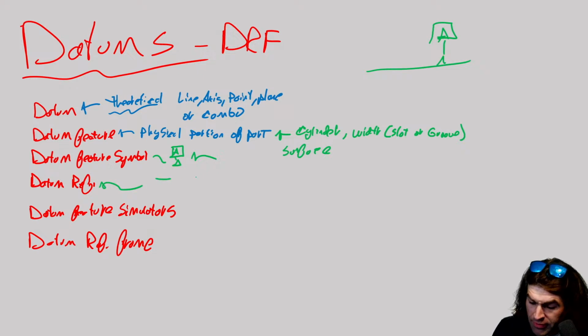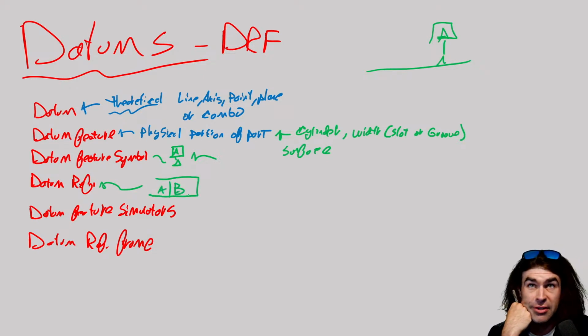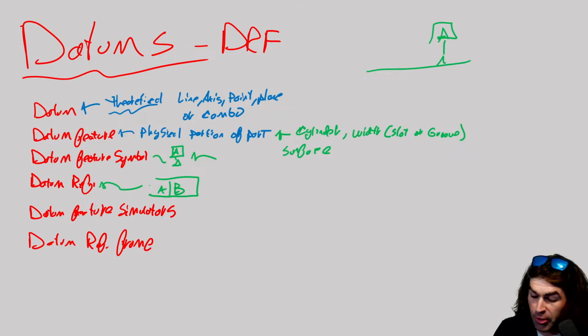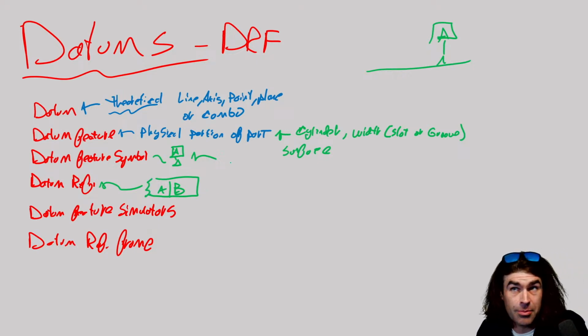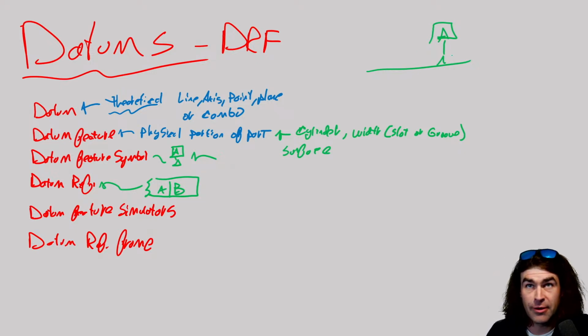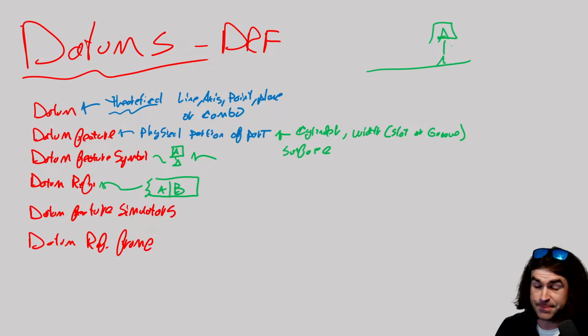The datum reference, same thing, right? I don't even know what I would write as a written definition for that. Just look at the picture, right? It's part of your feature control frame. It tells you which datum you're going to use, right? You're going to look for the datum feature symbol, and you're going to figure out what the datum feature is, and you can figure out what the theoretical datum is.